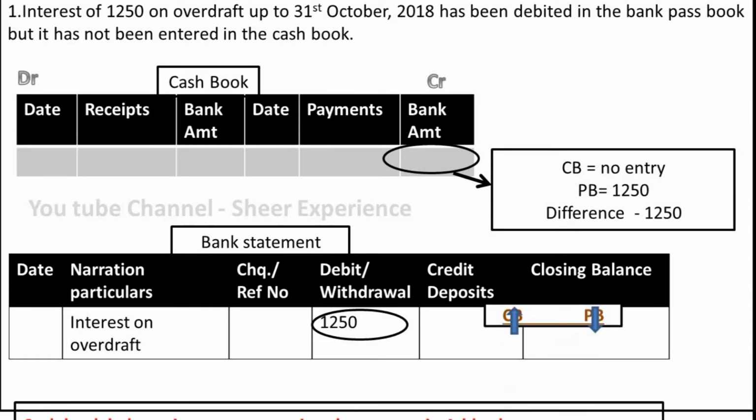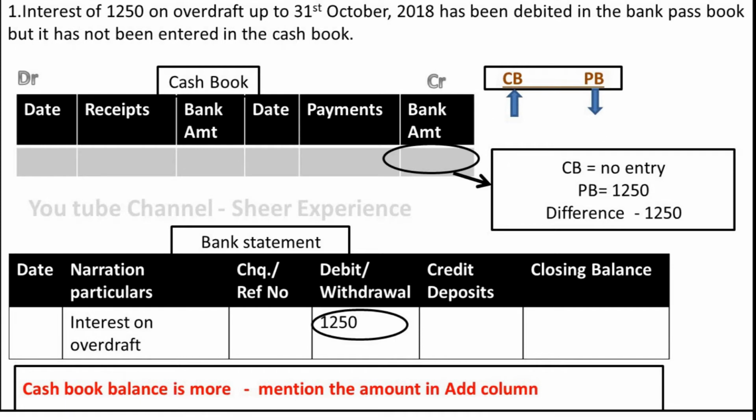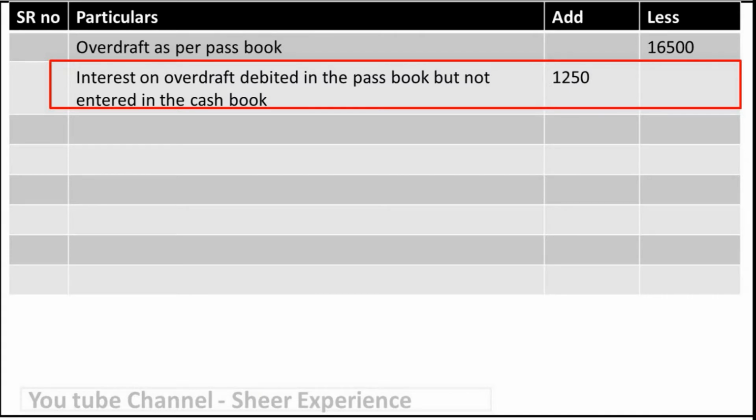When I am preparing the bank reconciliation statement as per overdraft passbook balance, we refer to the cash book balance. Here cash book balance is more, so I'll mention the amount in the add column. In the particulars column: interest on overdraft debited in the passbook but not entered in the cash book.